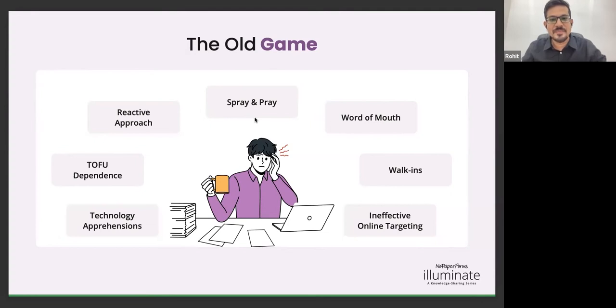Right. There's also a very important part of the old game, I mean, how schools were actually doing it. There's a part in this slide, if you can see, TOFU dependence. What that stands for is the top of the funnel.